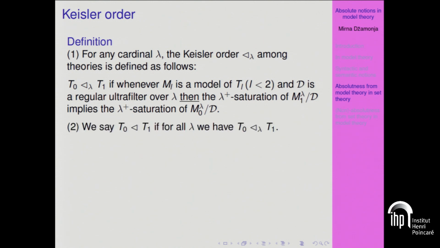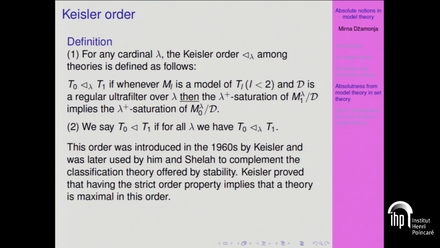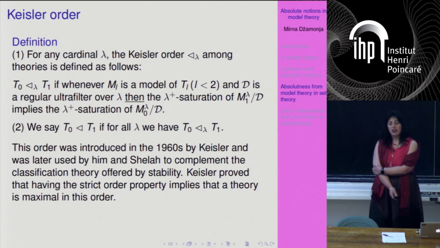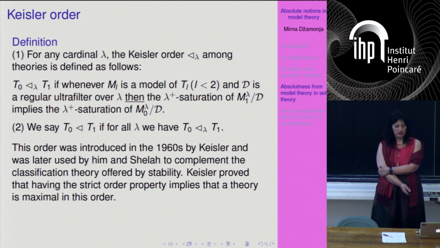And you can also say T0 is less than T1 if for all lambda we have T0 is less than lambda T1. It was introduced in the 1960s and was used by Keisler and Shelah to complement the classification theory offered by stability. In particular, Keisler proved that having the strict order property implies that the theory is maximal in this order.